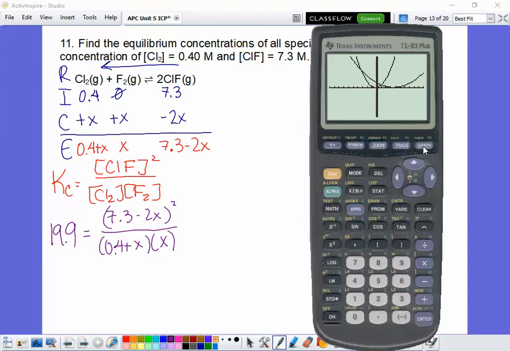And again, we have two intersection points, but we only care about this one. This one is going to be negative. We don't want that. We want this one. Okay? So, second trace. Enter. Enter. See how it's closer to this right now, so just leave it alone. And it should find that one. And it did. What is my x? 1.00.